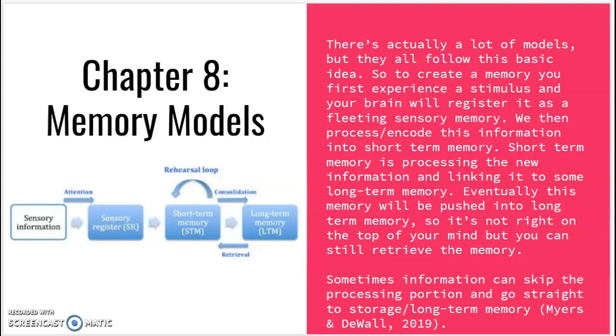Alright, so chapter 8, memory models. There's a lot of models, but they all follow this basic example that I gave you a picture of. So something happens, it goes into your fleeting memory. Eventually that's going to process into short-term memory, so it's on your mind sort of deal. It hasn't completely disappeared into long-term. Now, let's say this info is the periodic table and you want to remember that for a test, so you're just going to study and practice it so it stays in short-term memory, the rehearsal loop.